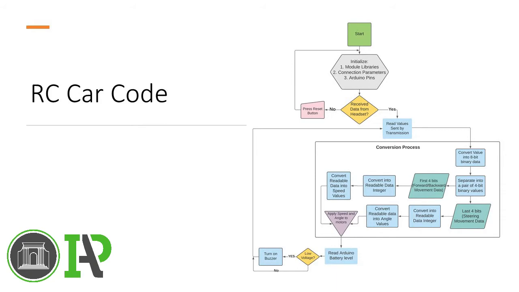into an 8-bit binary data, and it will be separated into a pair of 4-bit binary values. These are processed through the mapping function, where they will be turned into speed and angle values capable of operating the speed controller and the servo.